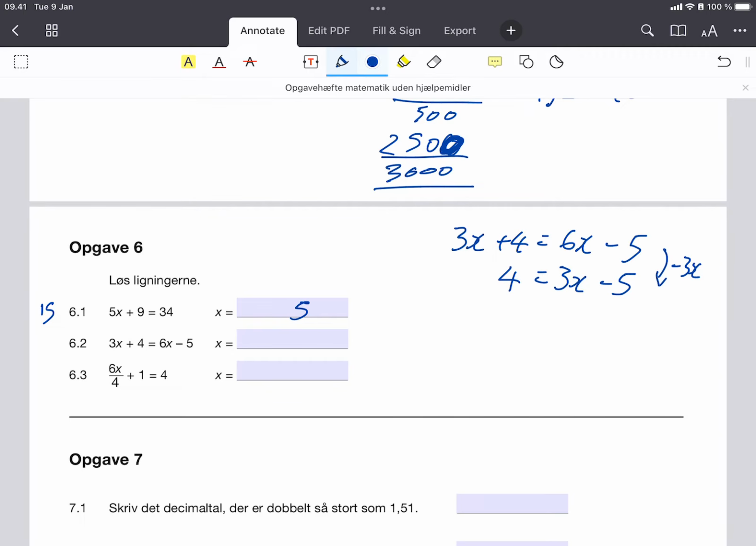I'd like to get the 3x bit on its own. So I'd like to get rid of the minus 5. So I will add 5 to both sides to get a 3x on its own on the right, but I need to add 5 on the left as well. So I get 9 is equal to 3x. If I divide everything by 3, I get 3 is equal to x. X equals 3 is the answer to that one.